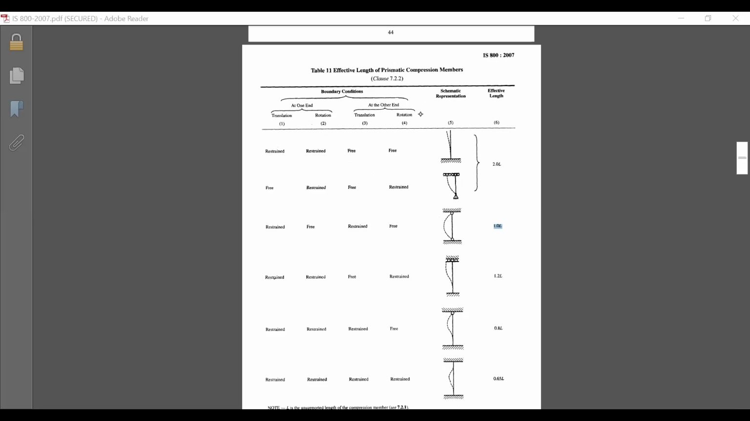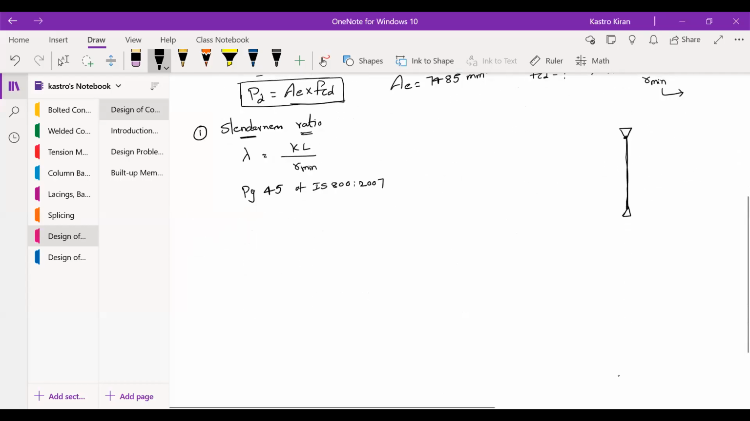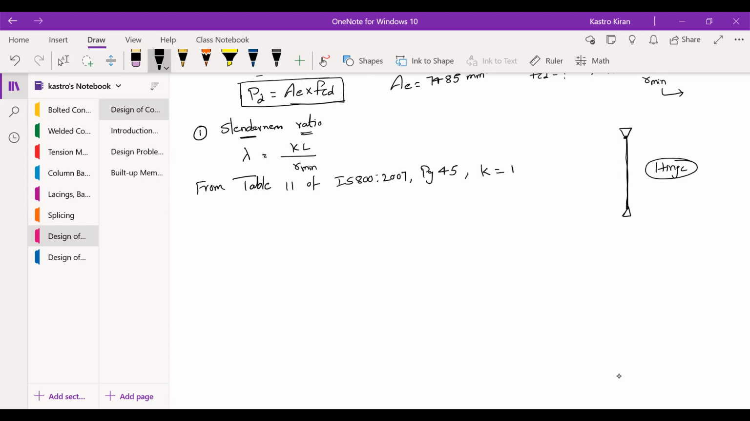So let's solve it here and write down the value of K. From table 11 of IS 800-2007, that is on page number 45, K equals 1. Why? Both ends are hinged. When both ends are hinged, the value of K is 1.